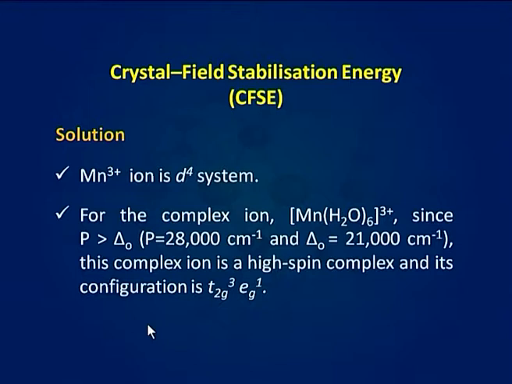For the complex ion [Mn(H2O)6]3+, given that pairing energy P is equal to 28,000 per centimeter and delta O is equal to 21,000 per centimeter. Therefore, P is greater than delta O, and this complex ion is a high spin complex and its configuration will be t2g3 eg1.